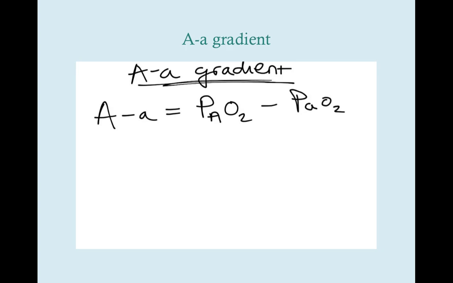So what is an AA gradient? It's just determining the difference in partial pressure of oxygen between the alveoli and the arterial circulation. So the higher the AA gradient, the more problems the lung is having, because you're getting high oxygen in the alveoli because you're breathing in, but you're not getting that oxygen into the arterial circulation. So a discrepancy here is a problem. And clearly, if that's not happening, that's a problem of the lungs.